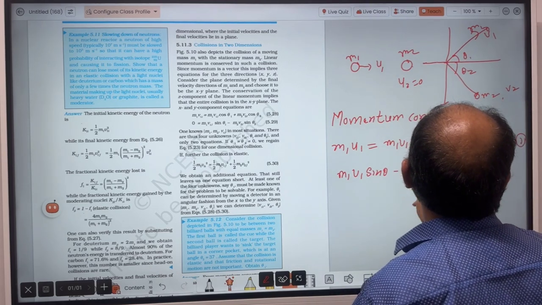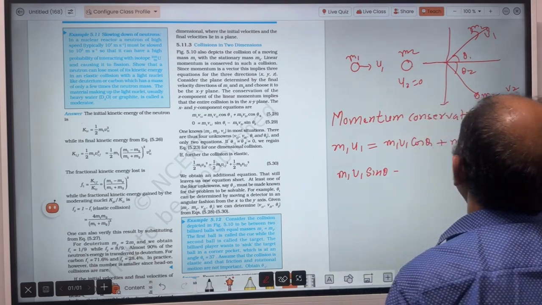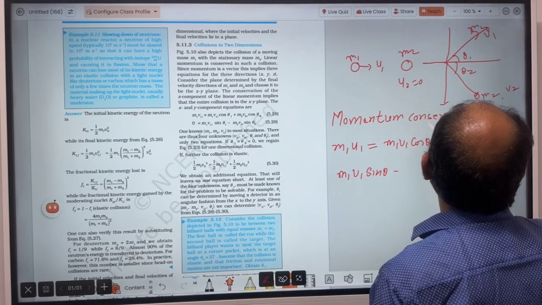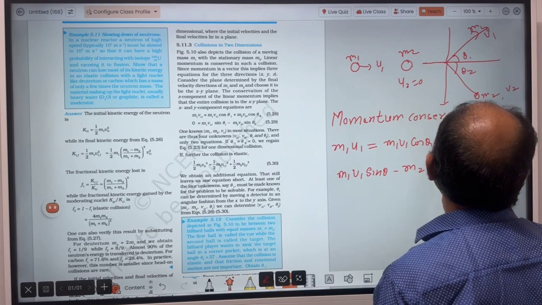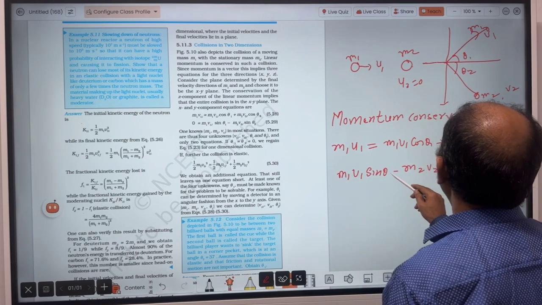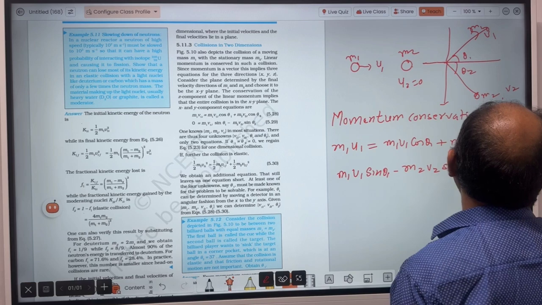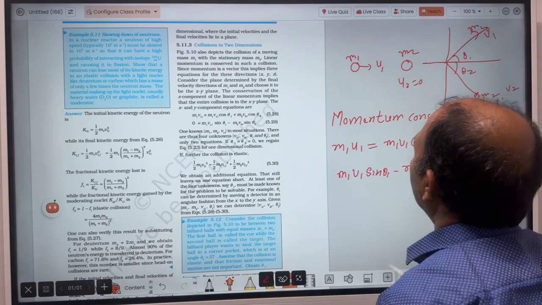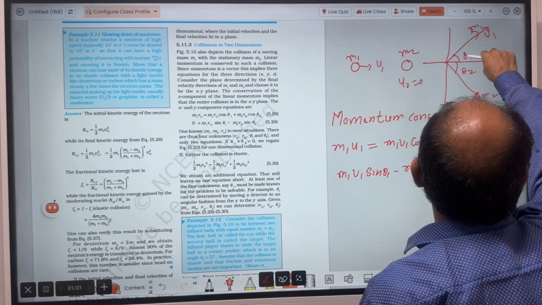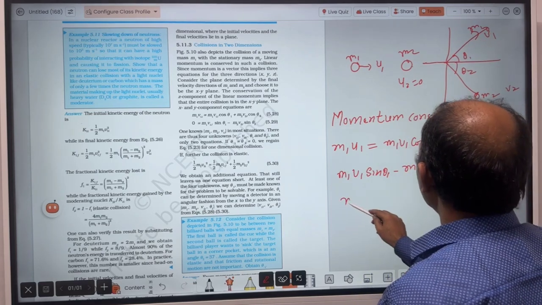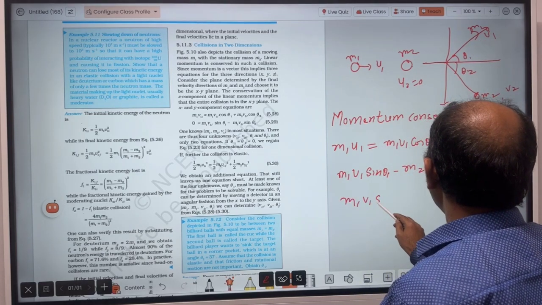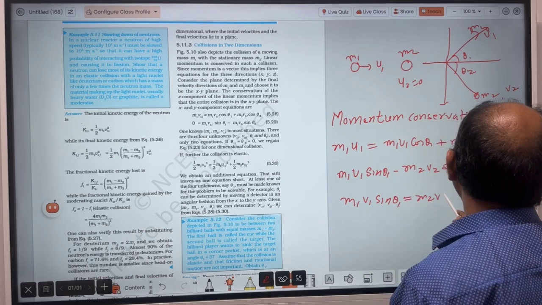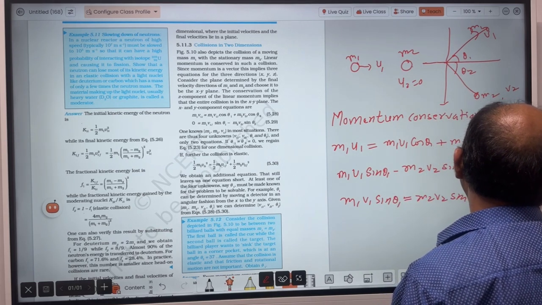And now momentum along the y-axis. Here momentum along the x-axis is given, but initial momentum along the y-axis is 0. So the component that we get after collision is m1 v1 sine theta 1 upward, and the other must be equal and opposite, so minus m2 v2 sine theta 2 must be equal to 0. Here we are considering the direction: one is upward, positive, and this is negative. Or you can say m1 v1 sine theta 1 must be equal to m2 v2 sine theta 2.